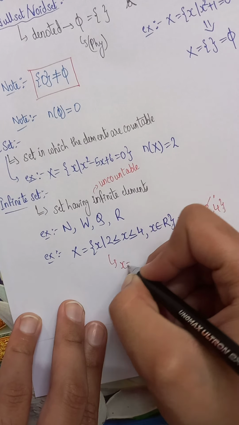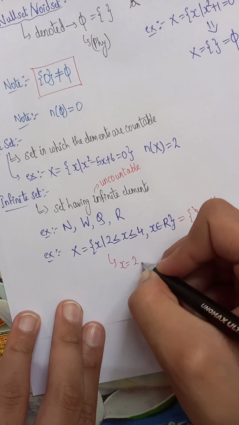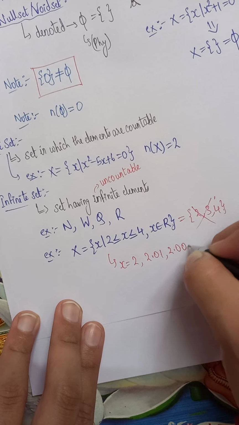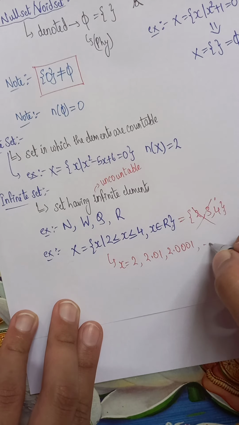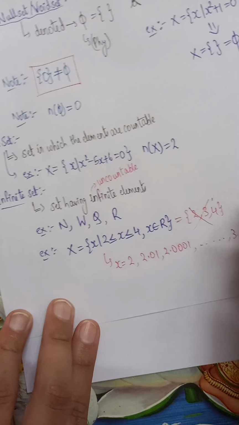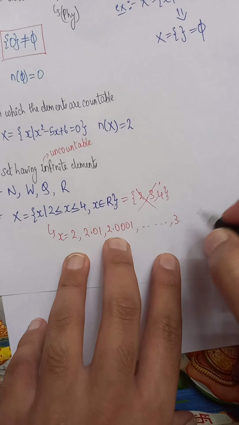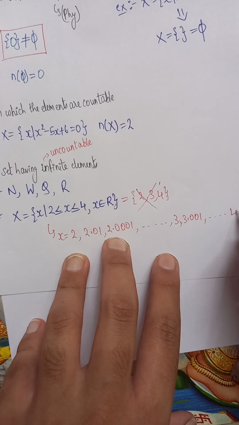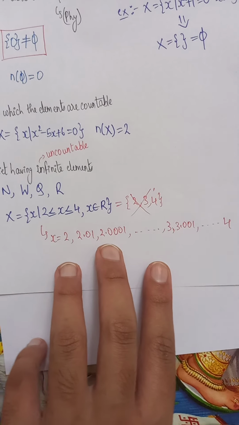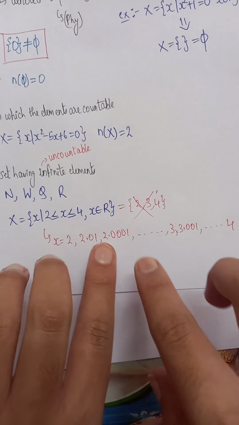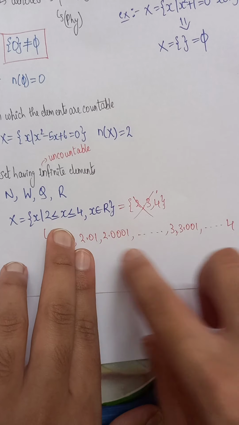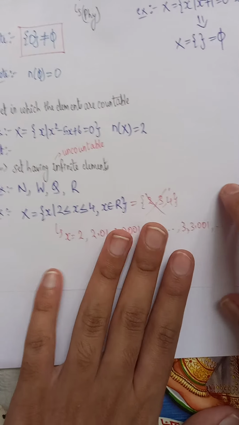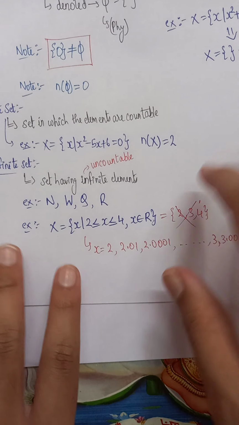We can tell that x is equal to 2, 2.01, 2.0001, and so on, and then 3, 3.001, and so on, and then comes 4. Okay, so there are infinite elements between 2 and 3, and there are infinite elements between 3 and 4, so we can't count that. Okay, so that's this example.